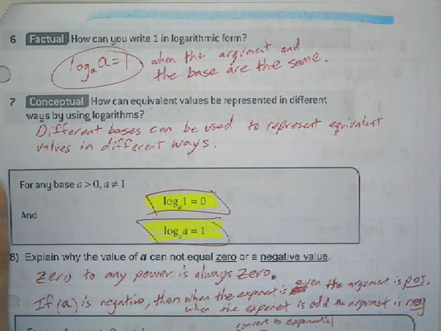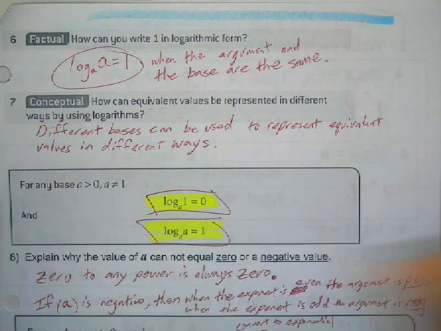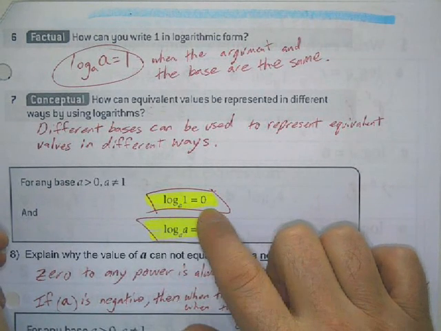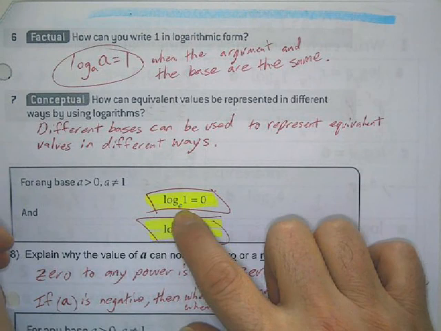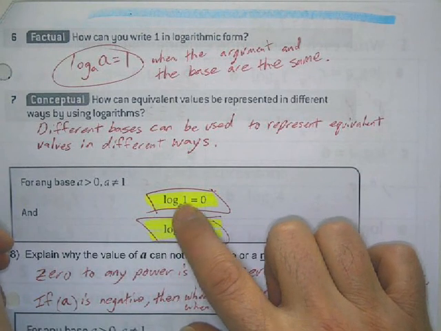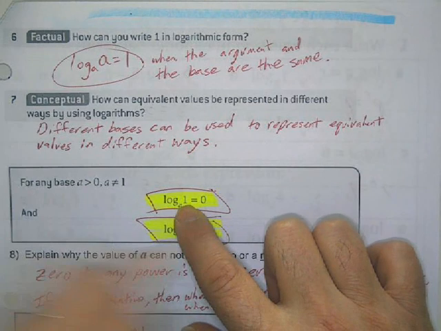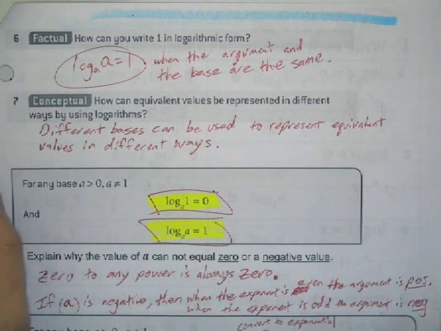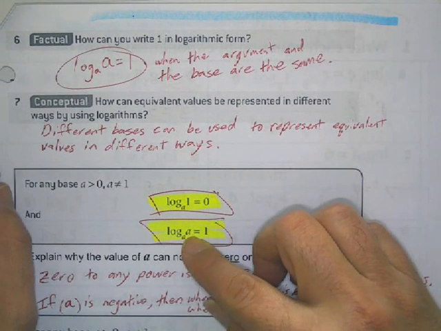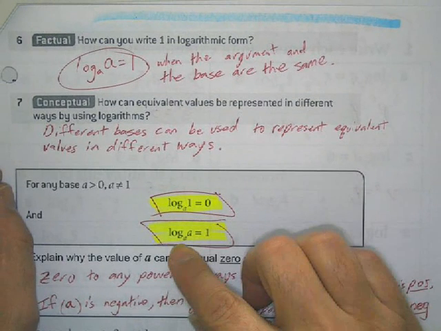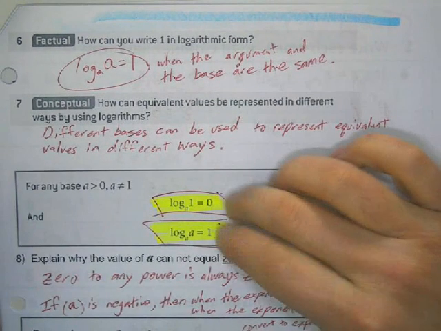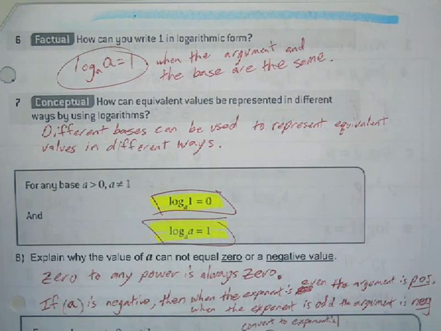Different bases can be used to represent the equivalent values in different ways. So these are the main things. Whenever I have any base, it doesn't matter what base it is, if this is 1, we know a to the power of 0 is going to give me 1. So if the argument is 1, the exponent has to be 0. And if the base and the argument are the same, then we know that this has to be 1, because the base a to the power of 1 is going to give me a. Okay, these are things that we're going to be using repeatedly, and you'll be able to use the calculator to verify that this is true.